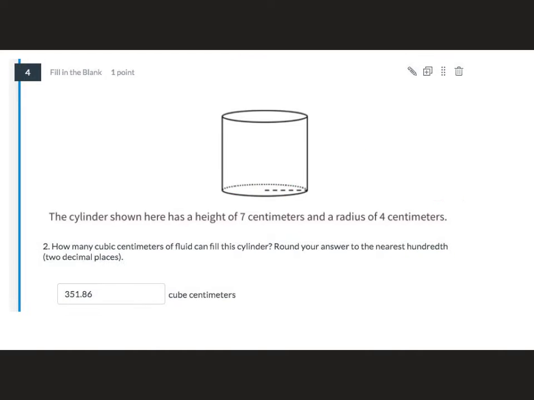Awesome. So here we have the same cylinder. It has a height of 7, radius of 4. Now we're looking for the volume. Because it says how many cubic centimeters of fluid can fill the cylinder, we're looking for the volume. Remember, volume of a cylinder is pi times radius squared times height. So that's going to be 3.14 times 4 squared times 7.